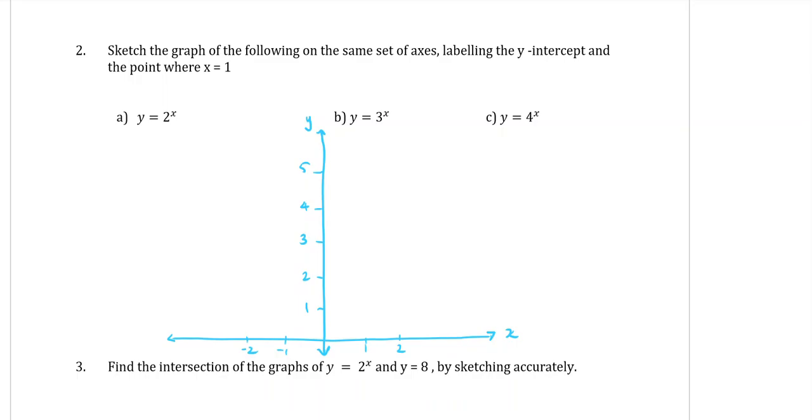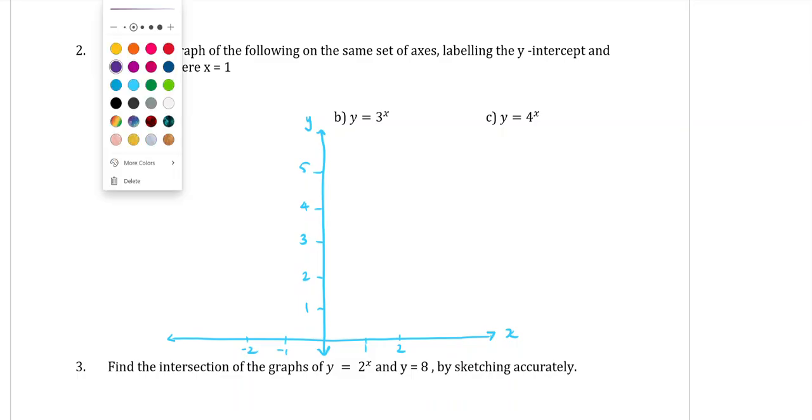So if I want to draw y equals 2 to the x, first of all, you always want to know the y-intercept of a graph. And so that's when x equals 0. And for all of these, if you do 2 to the power of 0, or 3 to the power of 0, or 4 to the power of 0, it is always going to be equal to 1. So the y-intercept is 1.